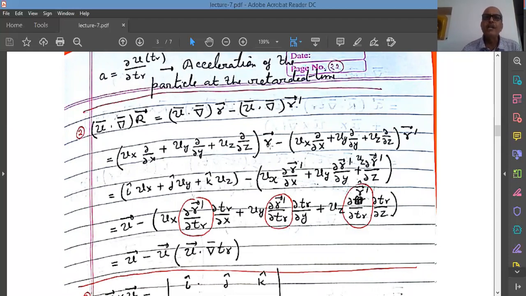So this will give us j cap. And similarly, del over del z of r vector will give us k cap. So we will have i cap vx plus j cap vy plus k cap vz. And finally, they will give us the velocity v.